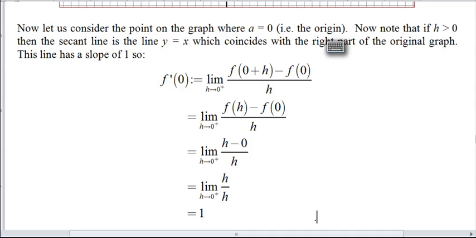So when you're looking at this, f of 0 plus h, if h is positive, well, of course, 0 plus h is h. f of h for a positive h is just the absolute value of h, which is h. And the absolute value of 0 is 0. Let me actually write that step in.